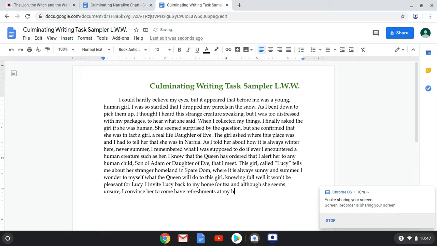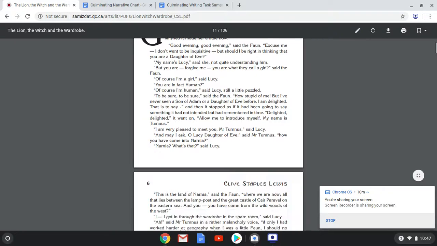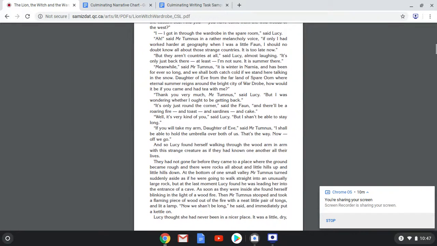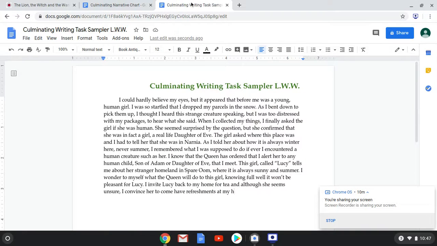At my, and see, I can't remember quite if he lived in a cave or not, so I'm going to go back to my text and look. Where does he live? Let's see, the hills, turned aside. Yeah, he lives in a cave. So have refreshments. How about we do this, back to my cave and then have refreshments in my home.